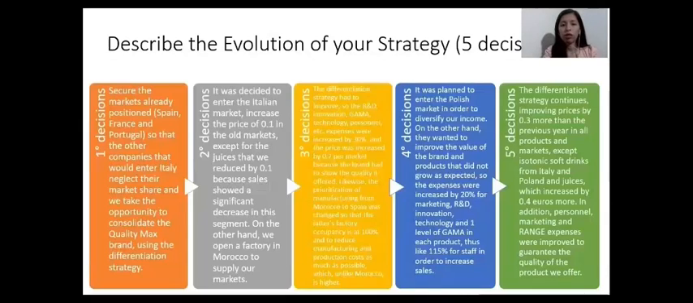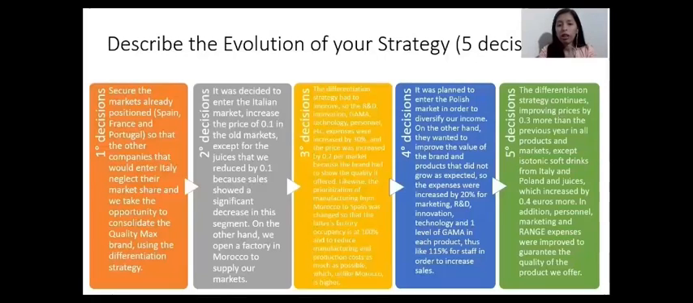Our differentiation strategy had to improve, so R&D, innovation, gamma, technology, and personnel expenses were increased by 30%, and the price was increased by 0.2 per market because the brand had to show the quality it offered. Likewise, the prohibition of manufacturing from Morocco to Spain was part of the decision. It was planned to enter the Polish market in order to diversify our income.